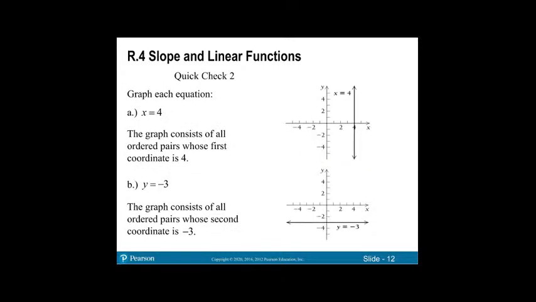So, quick check. We got x equals 4. That means no matter what y value we choose, x is always 4. So we'll get a vertical line through x equals 4. y equals -3: no matter what x value we choose, y is always -3. So we get a horizontal line through y equals -3.